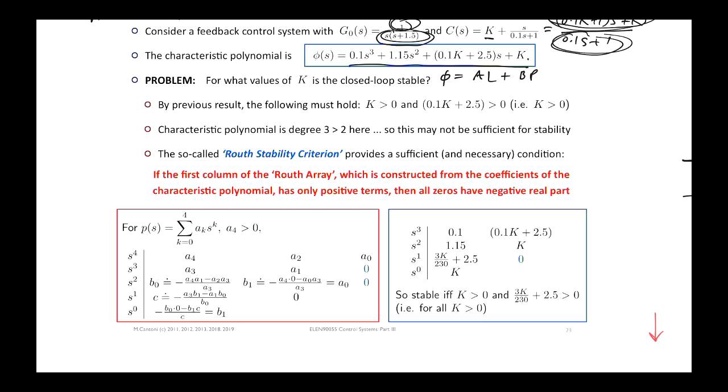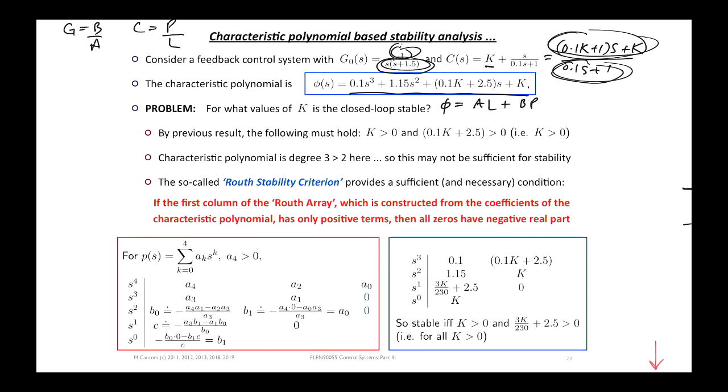Okay? So it's just very algorithmic. So let's apply it to this polynomial. The first row consists of this coefficient and this coefficient. All right? The second row consists of this coefficient and this coefficient. This guy here is minus 1 divided by this, times this, minus this, times this, which gives you that.